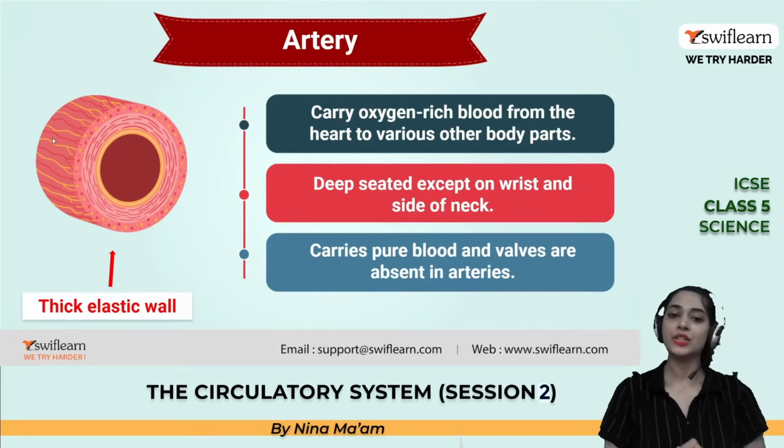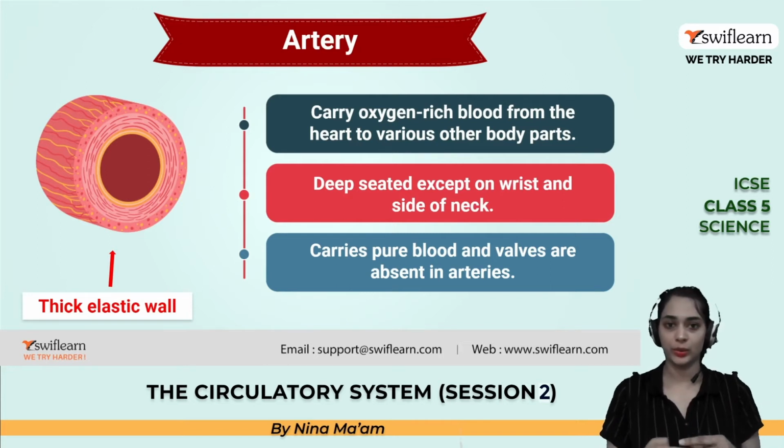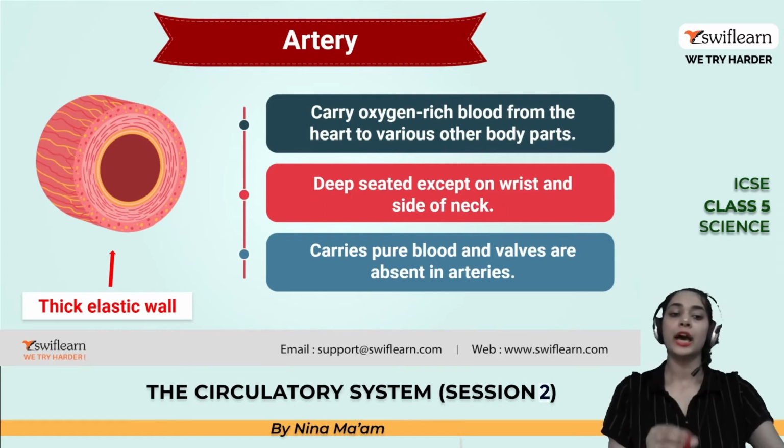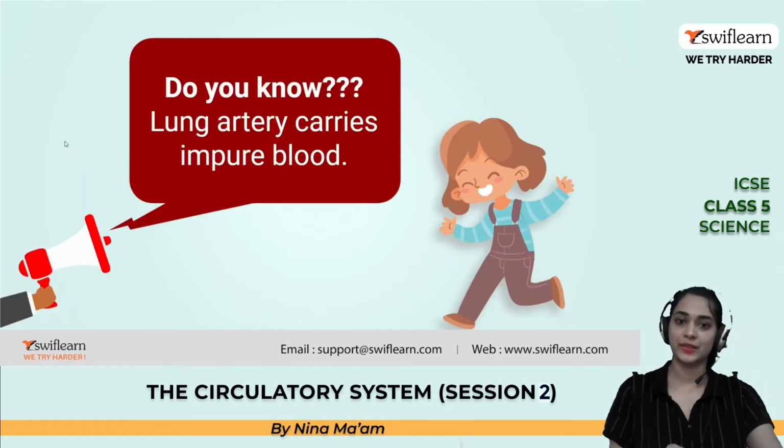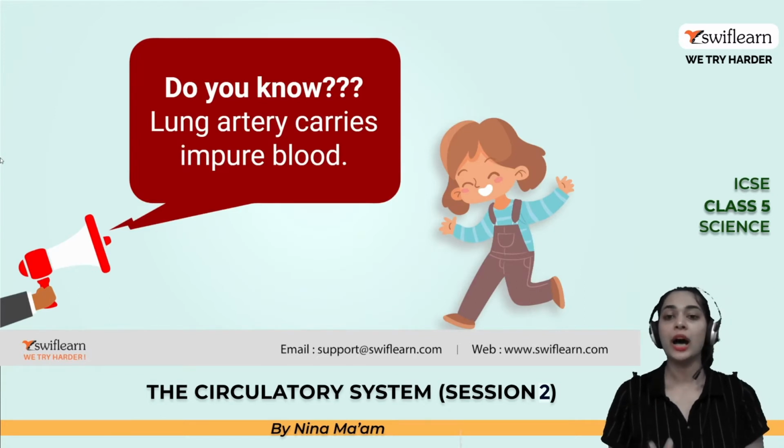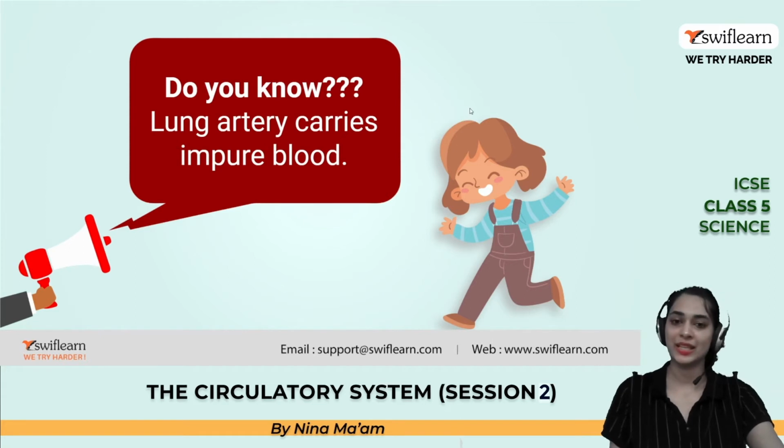So the arteries carry oxygen-rich blood from the heart to the various body parts. They are deep-seated except on the wrist and side of the neck. They have a thick elastic wall, which carries pure blood, and valves are absent in arteries. Do you know our lung artery carries impure blood? Yes, it carries the impure blood.